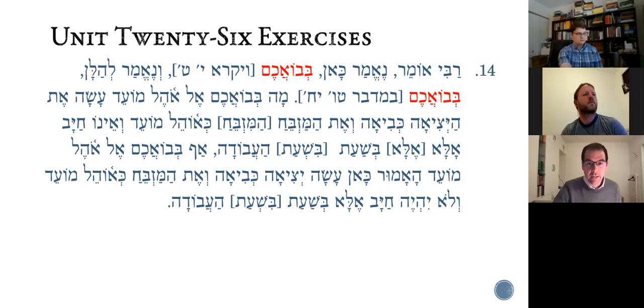Okay, את המזבח כאוהל מועד ואינו חייב אלא, that's just a typo, אלא, and בשעת העבודה, בשעת can be bishat, or it can be with a kamatz. All the forms are found. Huh. So that one's not a mistake, but the elah is a mistake. Okay? Bishat or בשעת העבודה, אף בבואכם אל אוהל מועד, האמור כאן עשה יציאה כביאה, ואת המזבח כאוהל מועד, ולא יהיה חייב, אלא בשעת העבודה.